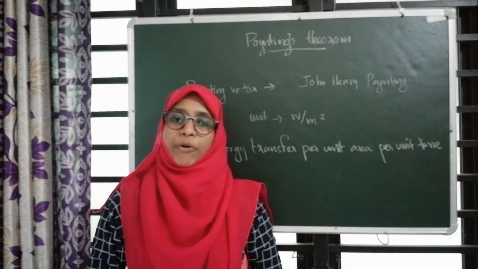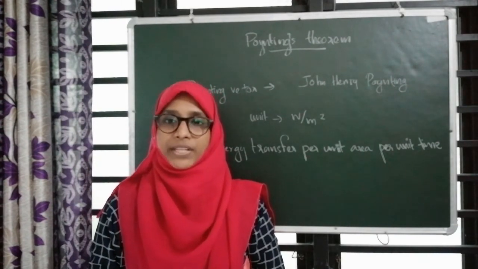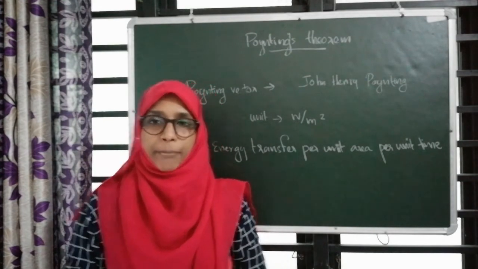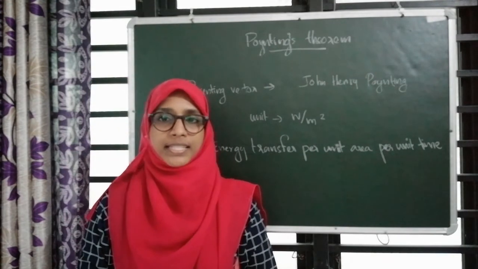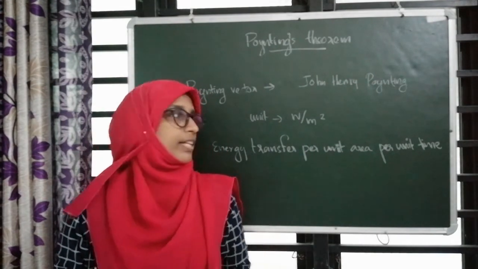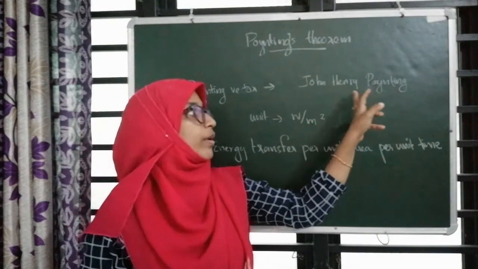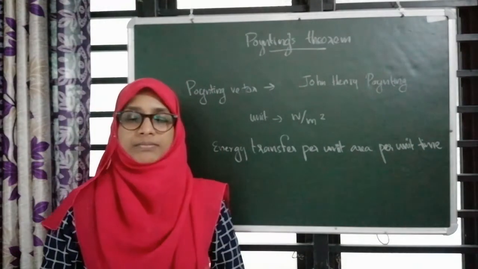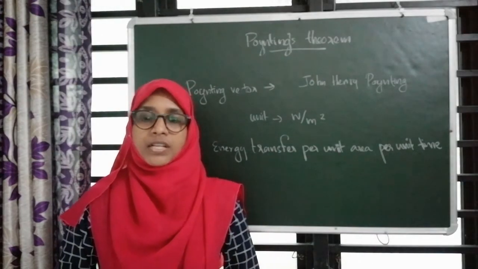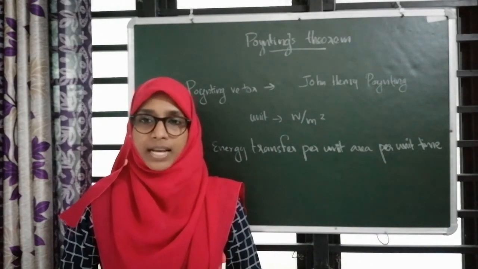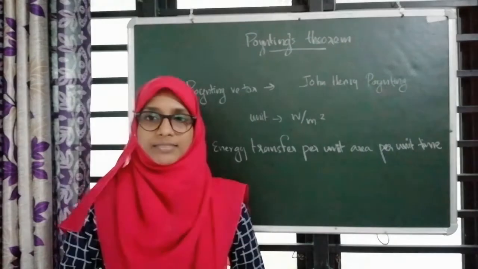Today's topic is Poynting theorem. Have you ever heard about the topic Poynting vector? A Poynting vector is the energy transfer per unit area per unit time. After its discovery, it has been named after a scientist, John Henry Poynting. Its unit is watt per meter square. Now, we can try to derive the Poynting theorem and also the Poynting vector.